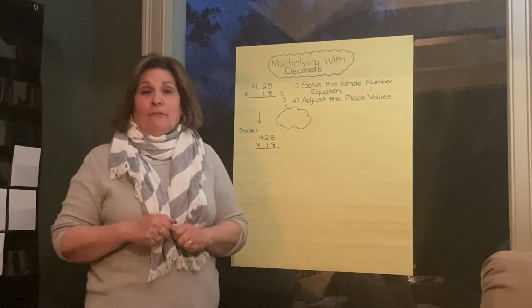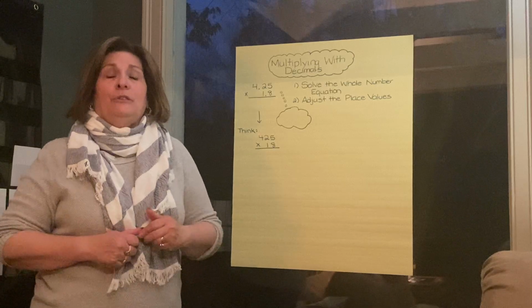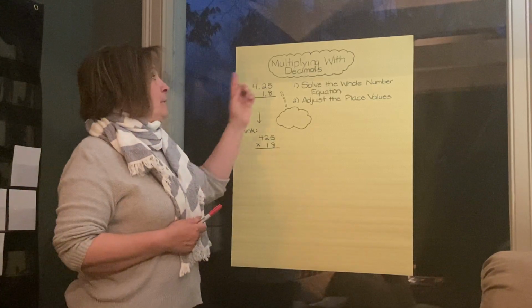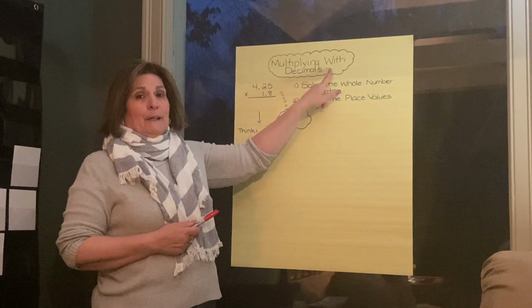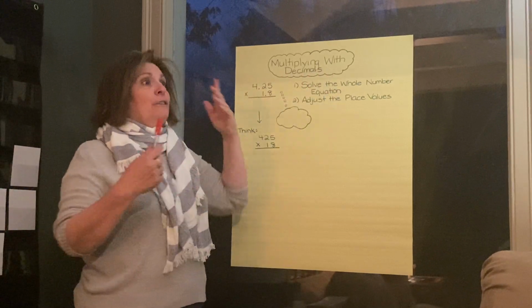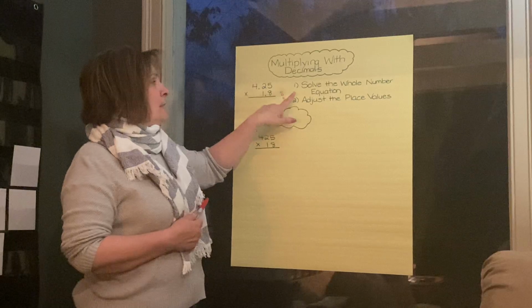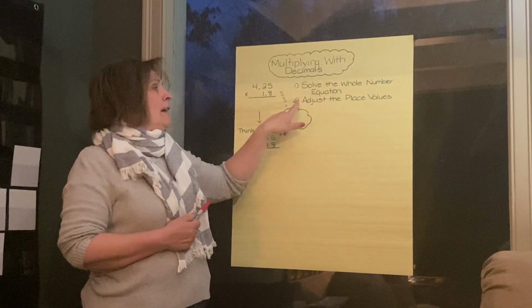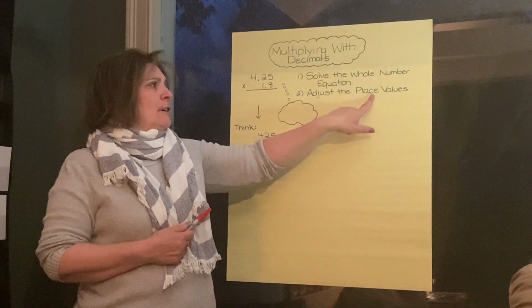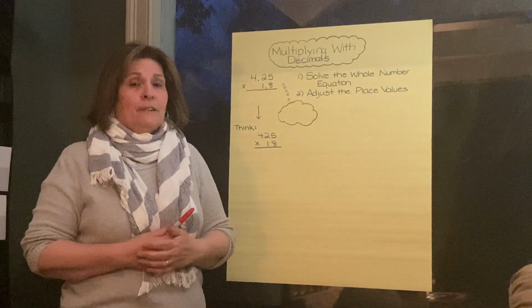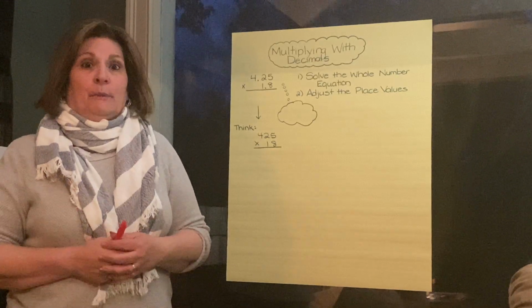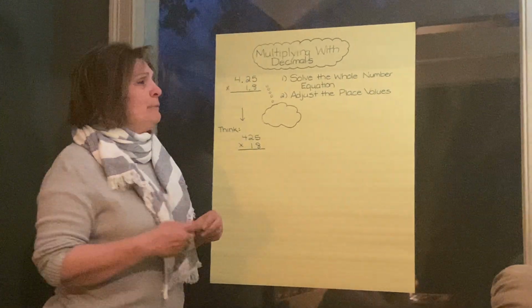So you might want to have your journals out and open to a plain blank page. The top of the page would say multiplying with decimals. And then you can stop the video and write, the first thing we do is solve the whole number equation, and the second thing we do is adjust the place values. Other than that, it's just like the multiplication we have been doing. So let's see what I mean.